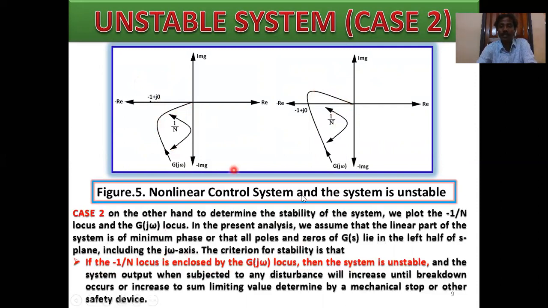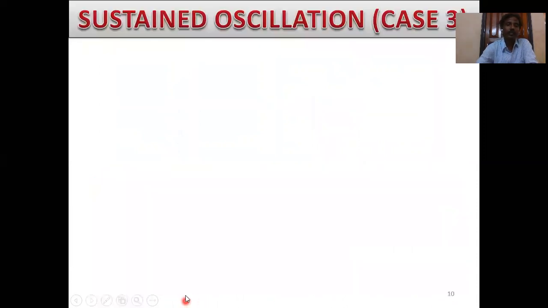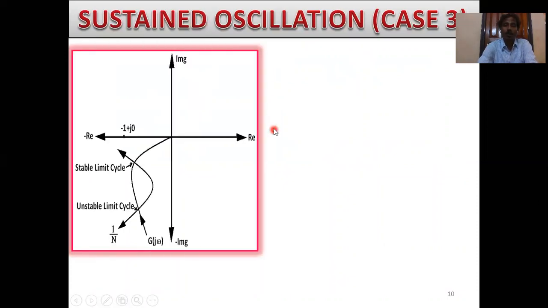That's why this is unstable. And the system output, when subjected to any disturbance, will increase until breakdown occurs or increase to some limiting value determined by the mechanical stop or other safety device. And sustained oscillation, this is also very important. Case number 3, sustained oscillation.